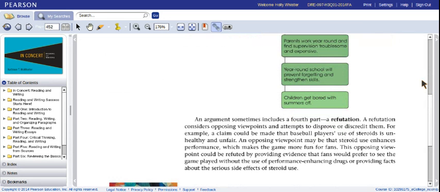And then sometimes arguments include what's called a refutation. You want to acknowledge your opposition and perhaps dispel any ideas that they have that would be against your claim. So it is very common in arguments for you to acknowledge the people who would oppose you.